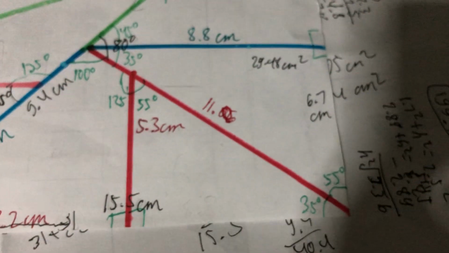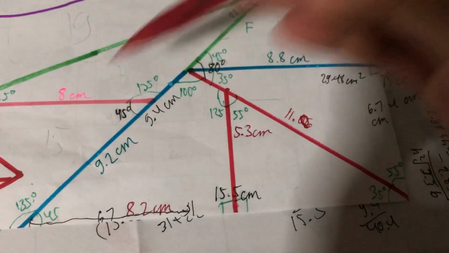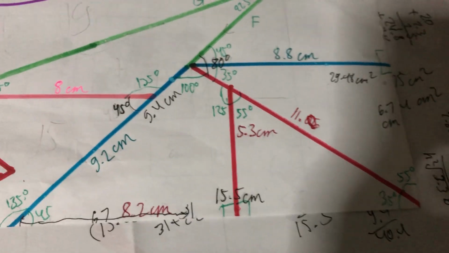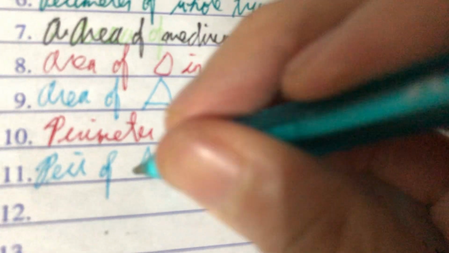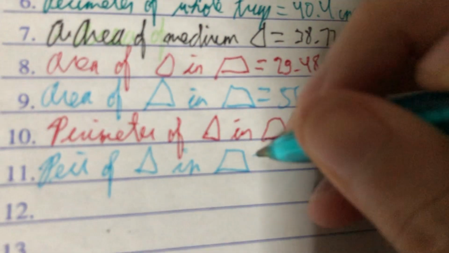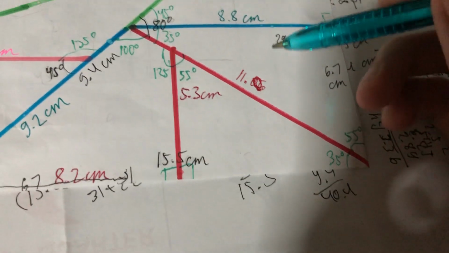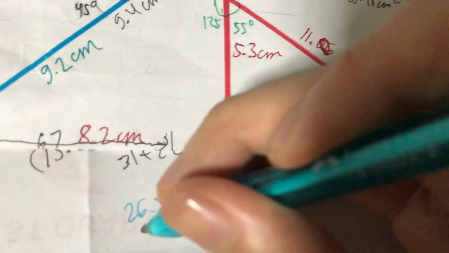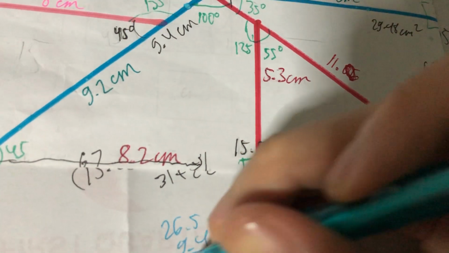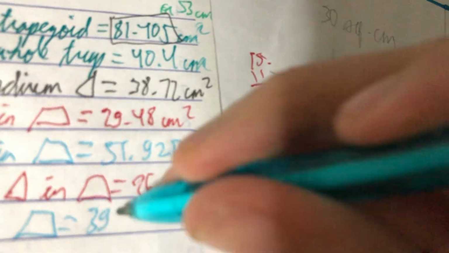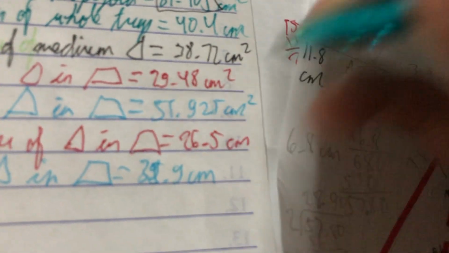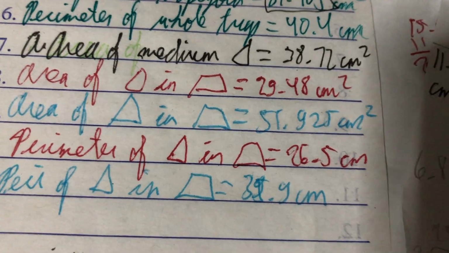Okay? Now, let's say we're asked to get the perimeter of this guy. So we got 11, and then this is 9.4, and this is 15.5. So therefore, what do we get? Perimeter, peri na lang is short, of triangle in this one is 15.5 plus 11, 26.5. 26.5 plus 9.4, we should get 35.9. So therefore, 35.9 cm.